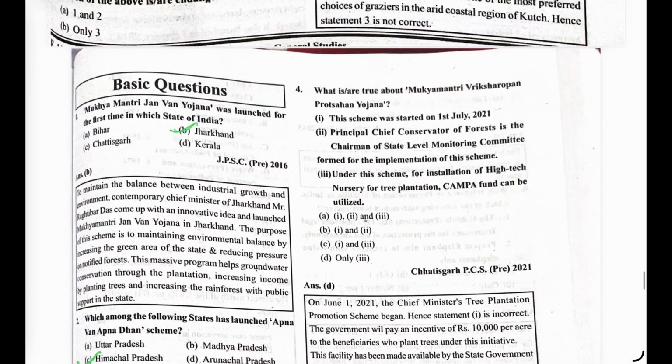Next question: what is true about Mukhyamantri Vikas Vriksh Ropan Protsahan Yojana? That is 3: under this scheme, for installation of high-tech nurseries for tree plantation, CAMPA funds can be utilized. So 3 is the correct option.